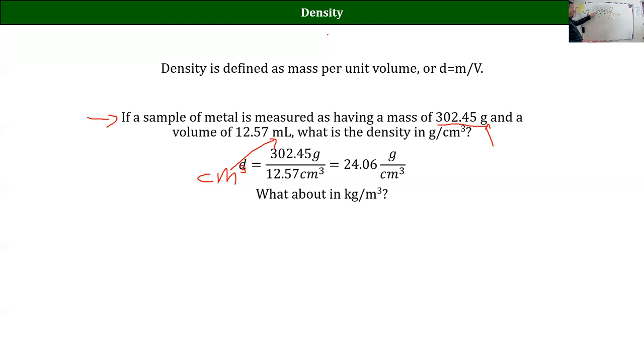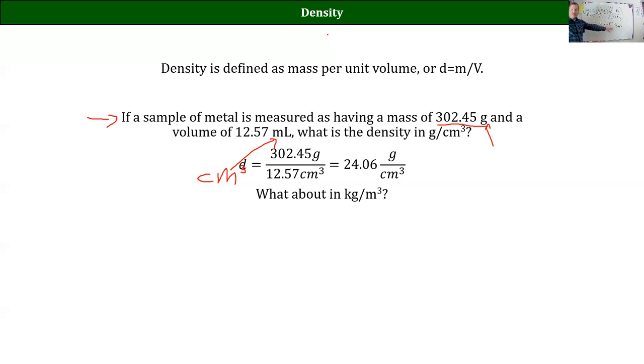The other piece here, we want grams to go to kilograms. So we have to say, okay, well, 1,000 grams is 1 kilogram. We don't have to do any squaring or cubing of that one. So we're going to multiply by 100 cubed, which is the same thing as 10 to the 6. We're going to multiply by 1,000,000 and then divide by 1,000. So our final answer is going to be 2.406 times 10 to the 4 kilograms per meter cubed.